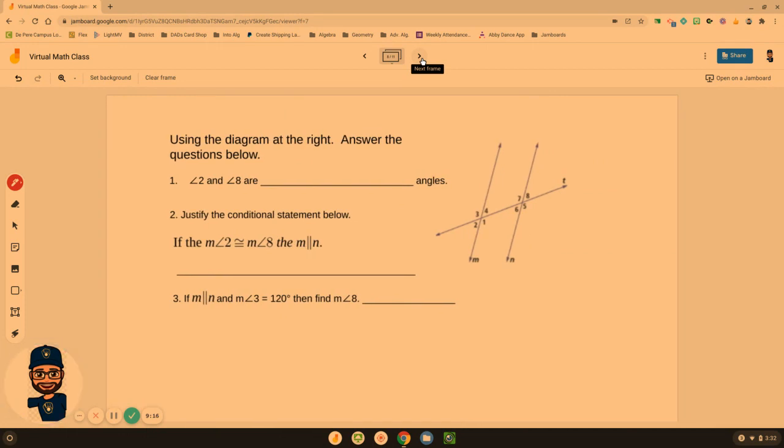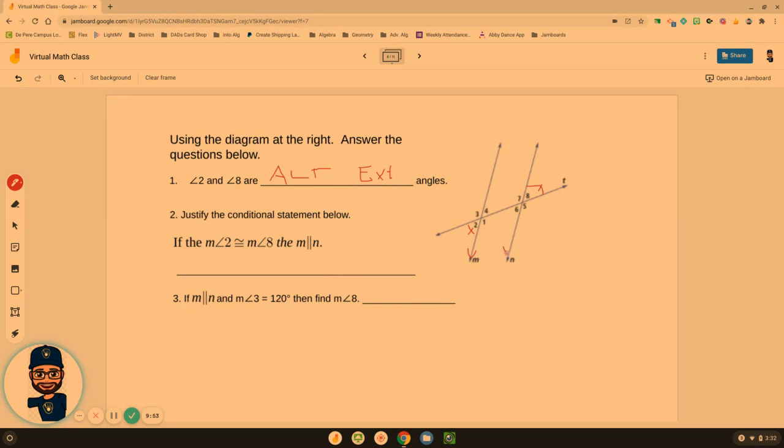So here's an example. Let's look at this diagram over here. Angle 2 and angle 8. What would we call them? Hopefully, you notice that those are alternate exterior angles. Alternate exterior. Right? They're on opposite sides of the transversal, but they're on the outside of M and N. If I knew that this angle 2 was the same as angle 8, then I know that the lines are parallel.